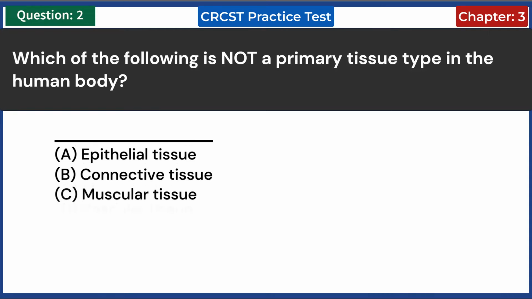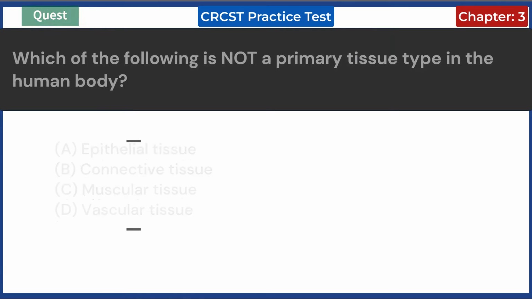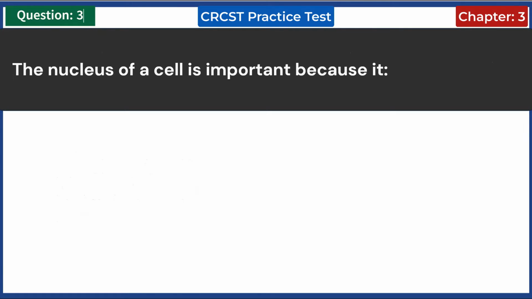A. Epithelial tissue. B. Connective tissue. C. Muscular tissue. D. Vascular tissue. Answer: D. Vascular tissue. The nucleus of a cell is important because it A.